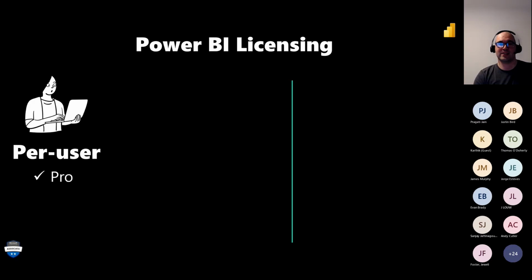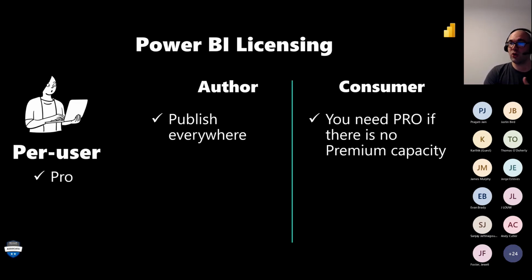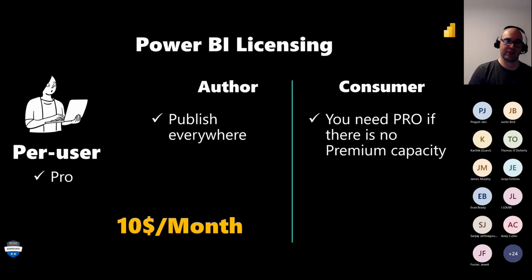Let's now explain the pro license, again from the perspective of both content author and content consumer. If you're a content creator, your shiny Power BI report can potentially reach many consumers. So you can publish your report everywhere, meaning to both regular and premium workspaces. That's easy to understand. Now, if you're a report consumer and your organization doesn't pay for the dedicated or premium capacity, you as a consumer also need a pro license to consume the content. The price of the pro license at this moment is $10 per user per month.